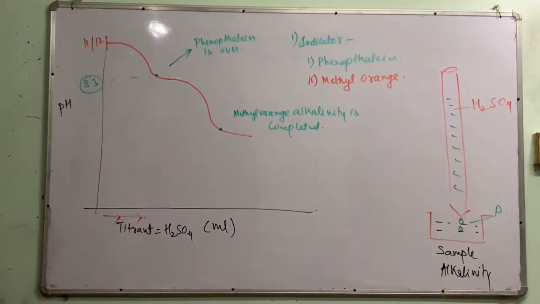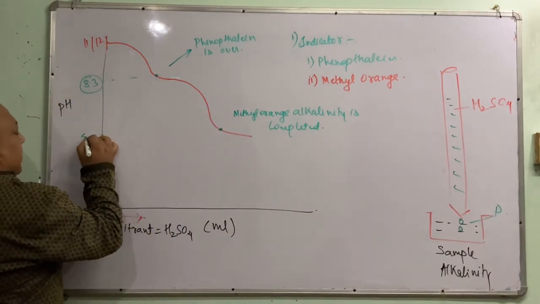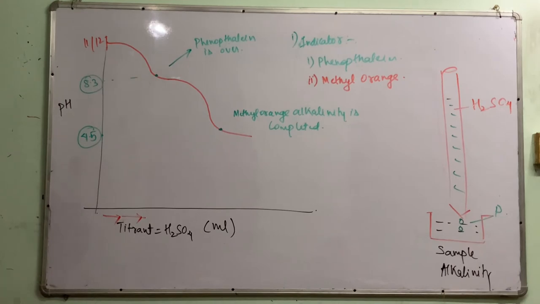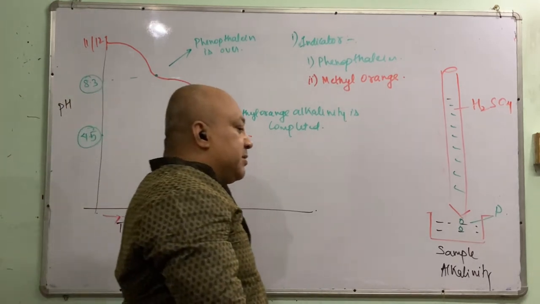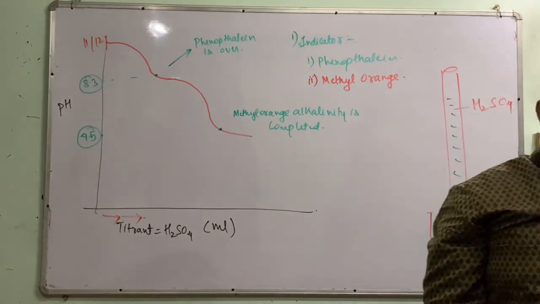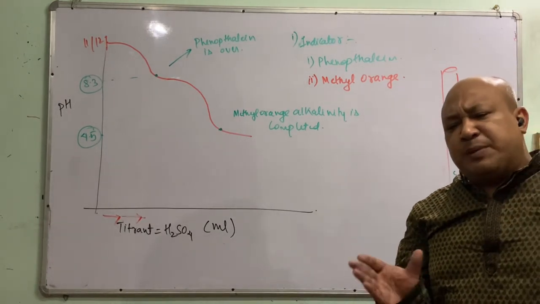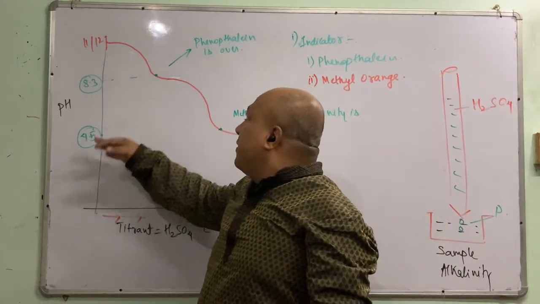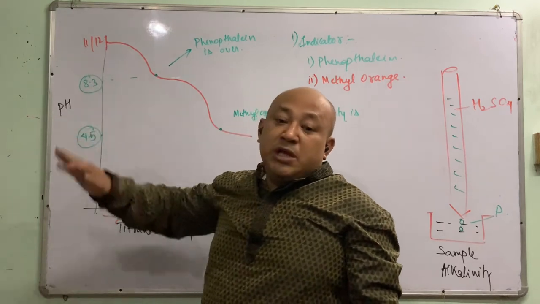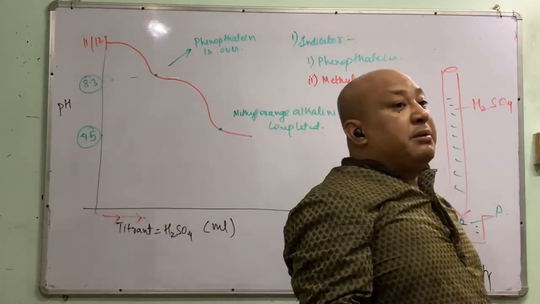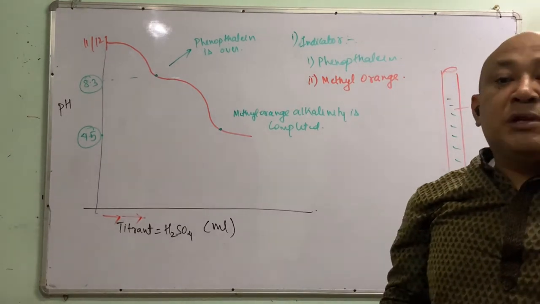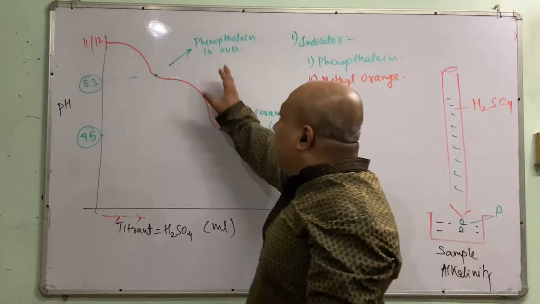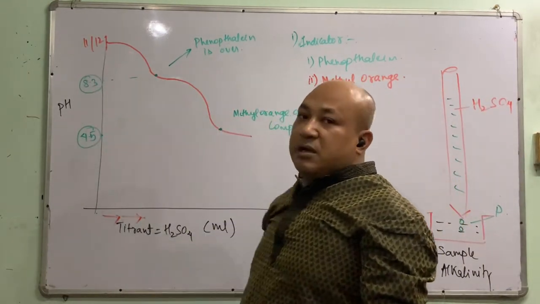Now you see over here, the pH for methyl orange happens to be around 4.5. Sometimes in your exams, people may ask whether the pH is 4.5 or 4.4. Every book has slightly different values. That means methyl orange completes at pH 4.5 and phenolphthalein completes around pH 8.3. Even though your result may not be exactly 8.3, it may be 8.2 or 8.4, due to other impurities and the error of the pH meter. However, theoretically, phenolphthalein is completed by 8.3 and methyl orange by 4.5.